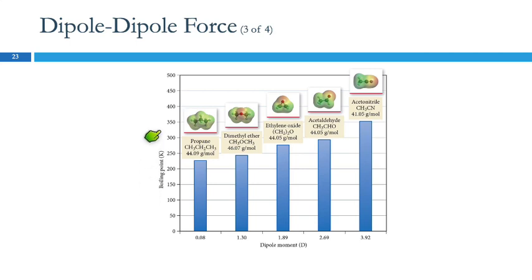It's a graph showing boiling point as a function of dipole moment. Remember, dipole moment measures the difference in charge between those two ends of something. So the larger the dipole moment, the more polar it is, the higher those partial charges are. These compounds are all similar in mass, and we see that as the degree of polarity increases, the boiling point increases also.